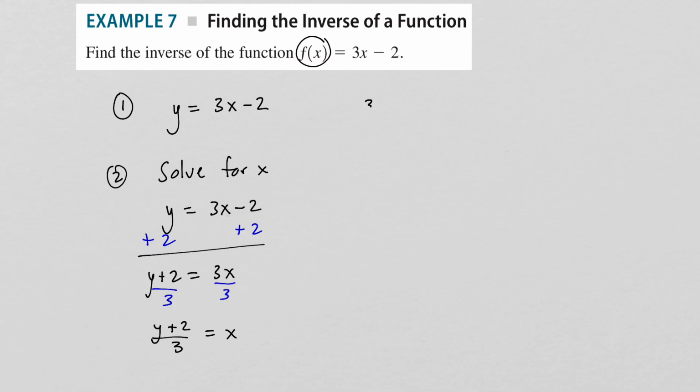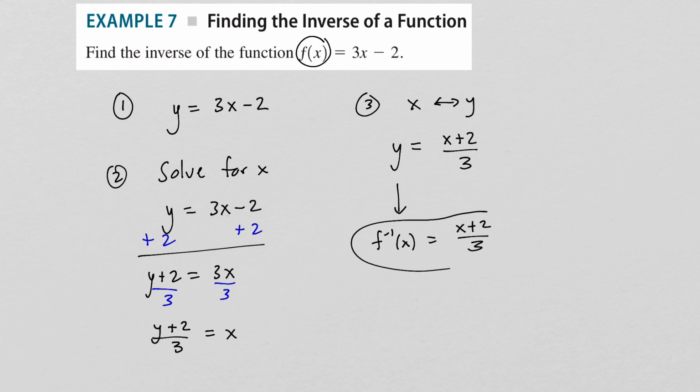And then in step 3, we're going to interchange x and y. So in this equation down here, x becomes y and y becomes x. So we have y equals x plus 2 divided by 3. And this new y is your f inverse. So the inverse function of f of x equals 3x minus 2 is f inverse of x equals x plus 2 divided by 3.